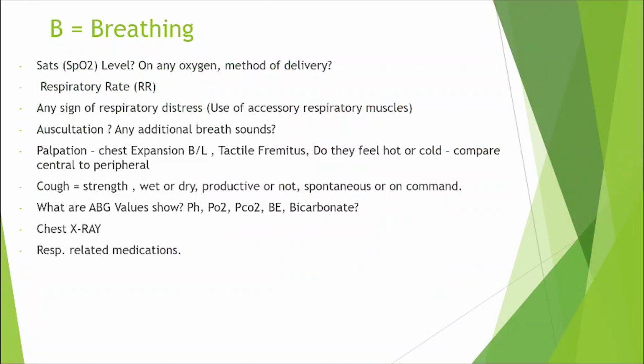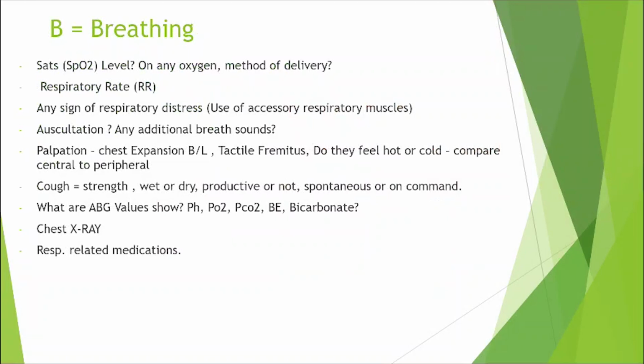Once we check the sats of the patient, then we need to check the oxygen. Is the patient ventilating on room air or is there any additional oxygen requirement? If yes, then what's the method of delivery and how many liters of oxygen? For example, for 1 to 4 liters or a maximum of 5 liters of oxygen, the patient is usually on a nasal cannula. If there is more oxygen requirement, then the patient is on a Venturi mask. And we need to check whether it is a humidified circuit or a dry circuit.